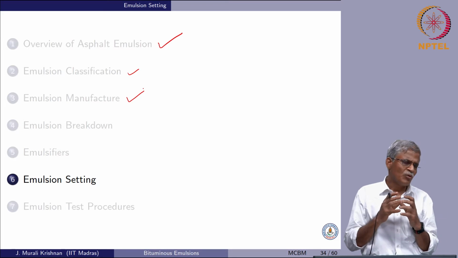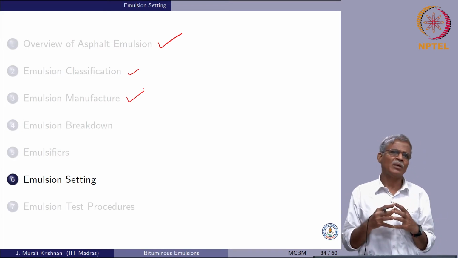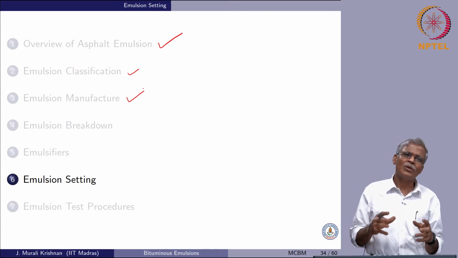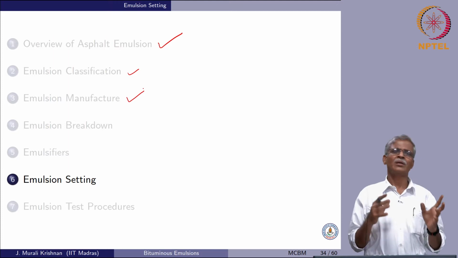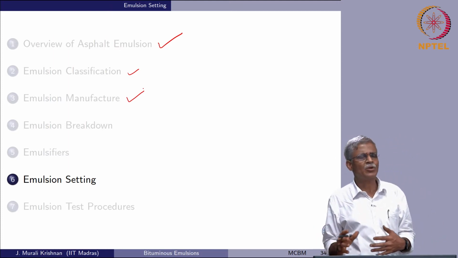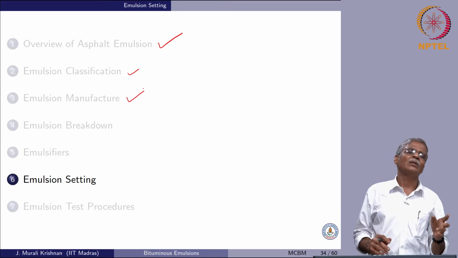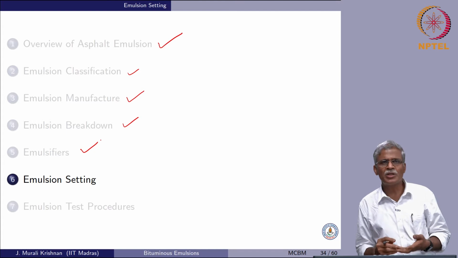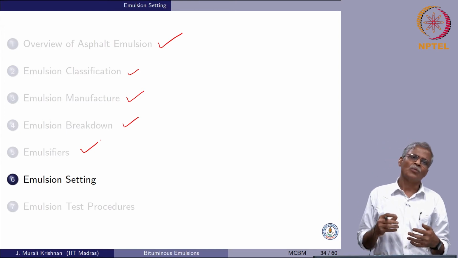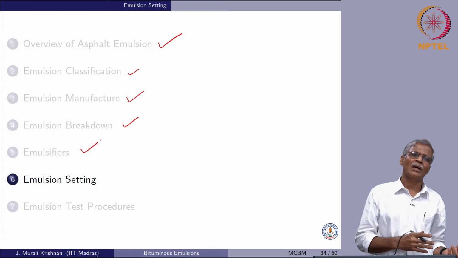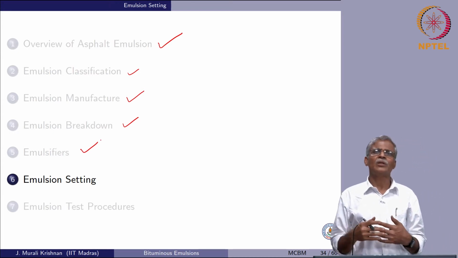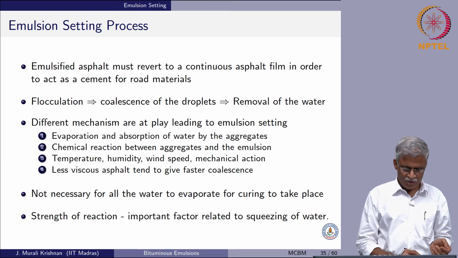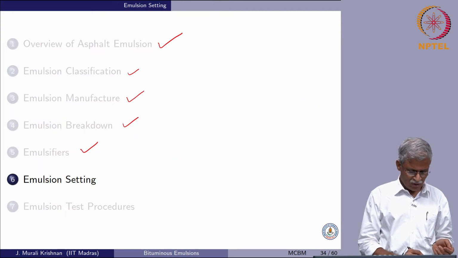Now, if you recollect, I mentioned that this emulsion breakdown is slightly different depending on whether the emulsion breaks down in the presence of aggregate particles or without the presence of aggregate particles. So, we introduced flocculation and then coalescence. Then we went a little bit into the chemistry of the emulsifier: what is the pH level that you should have for a cationic emulsion, anionic emulsion, and what are the dosages that you follow. If you recollect, this is where we stopped.